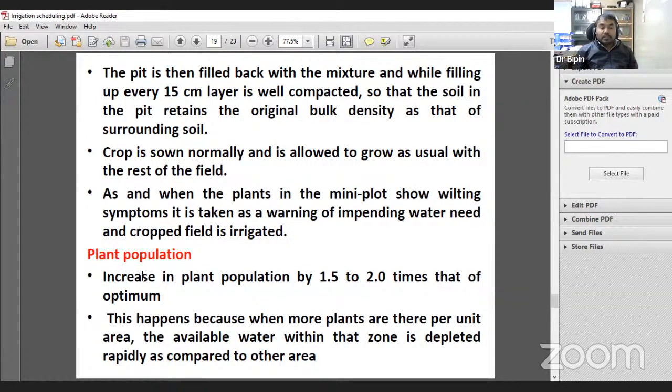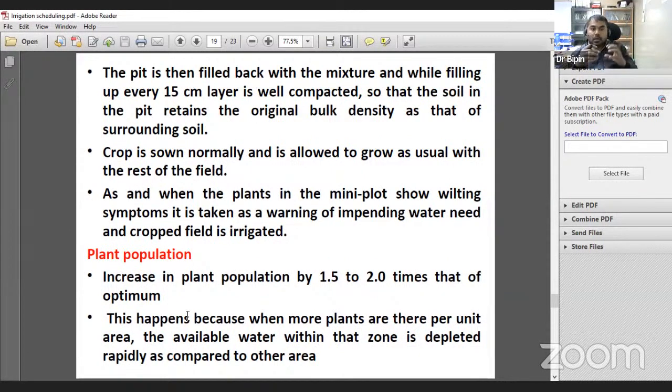Now, plant population can also be modified to judge when to irrigate. Suppose you increase plant population by 1.5 to 2 times that of the optimum, what is required for that particular crop. It means that you are promoting more transpiration from a particular area. So those patches will transpire more water because their population is just doubled.